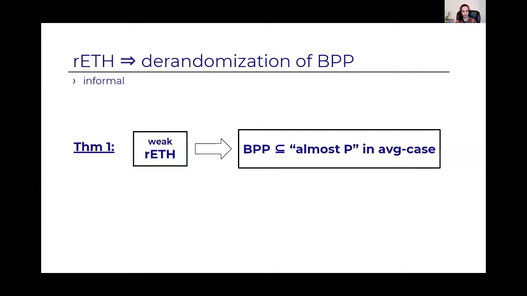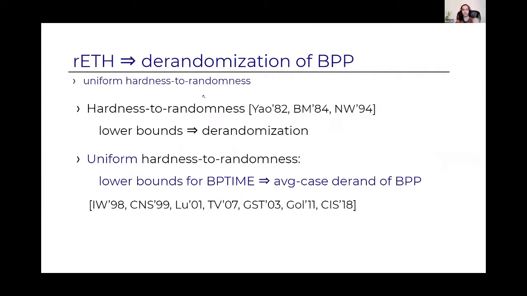So on the left side, we have a lower bound for probabilistic algorithms, and on the right side, we have something that looks almost like BPP equals P on average, almost. It's a very strong randomization result. So this result is in the line of works that's called hardness to randomness. We take a lower bound and we transform it to a de-randomization algorithm.